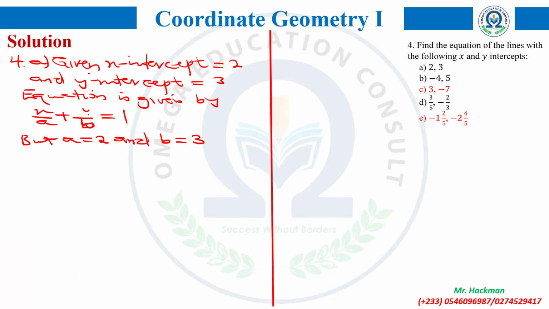All right, so now we go and substitute. So this implies that x over a, which is 2, plus y over b, which is 3, is equal to 1. You clear the fraction; the LCM will be 6. So this time 6 will give us 3x, this time 6 will give us 2y, and this time 6 will give us 6. Everything on one side, equated.